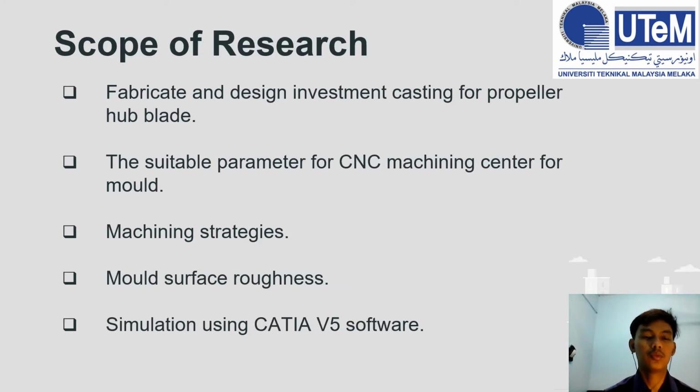So now we move to the scope of the research. First, fabricate and design a mold for investment casting for the propeller hub blade. Second, the suitable parameter for the CNC machining center for this mold. And then the machining strategy, which is the machine parameter. Then the mold surface roughness. And lastly, simulation using CATIA version 5 software.